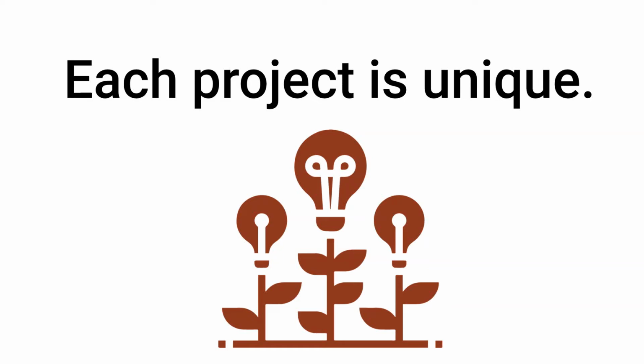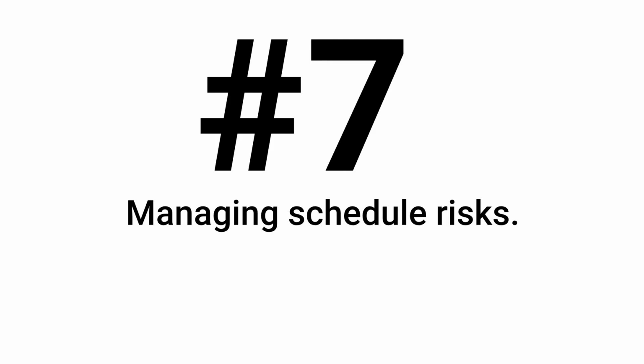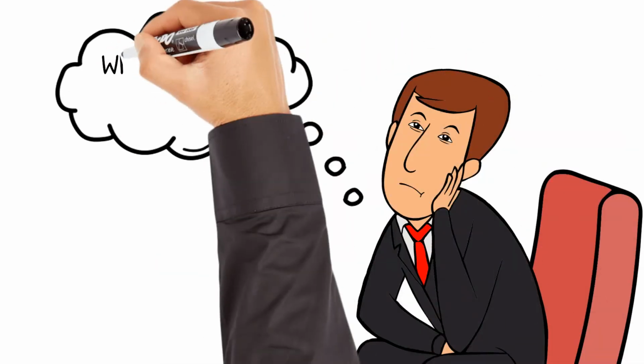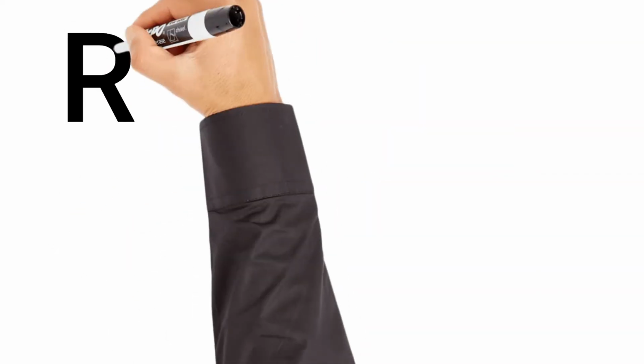The seventh step is managing schedule risks. All project schedules should reflect uncertainty. Managing your schedule risks and incorporating flexibility into your schedule are key factors to prevent project delays.